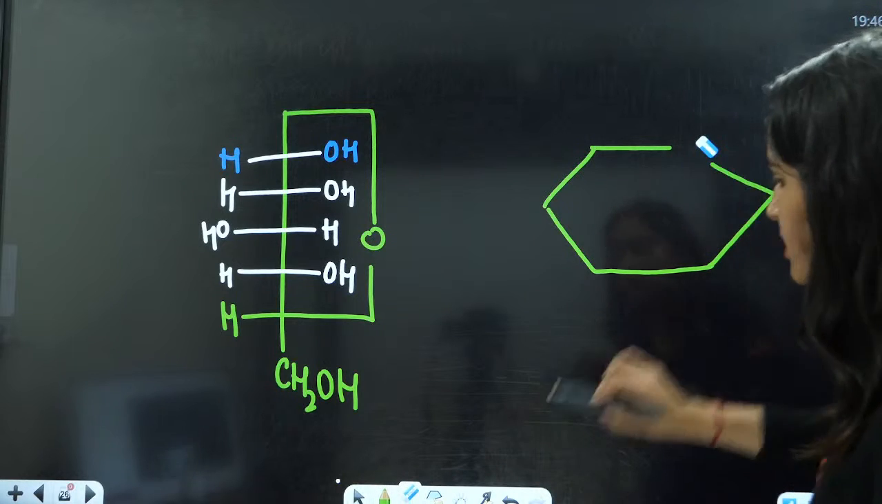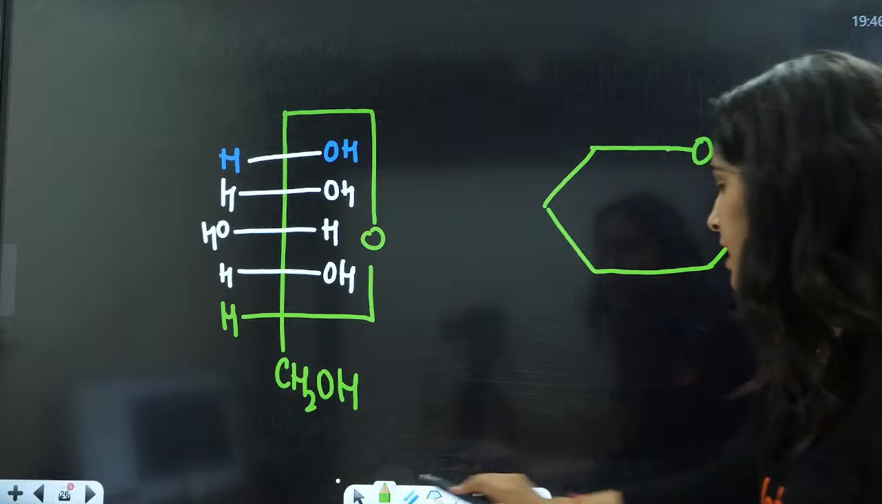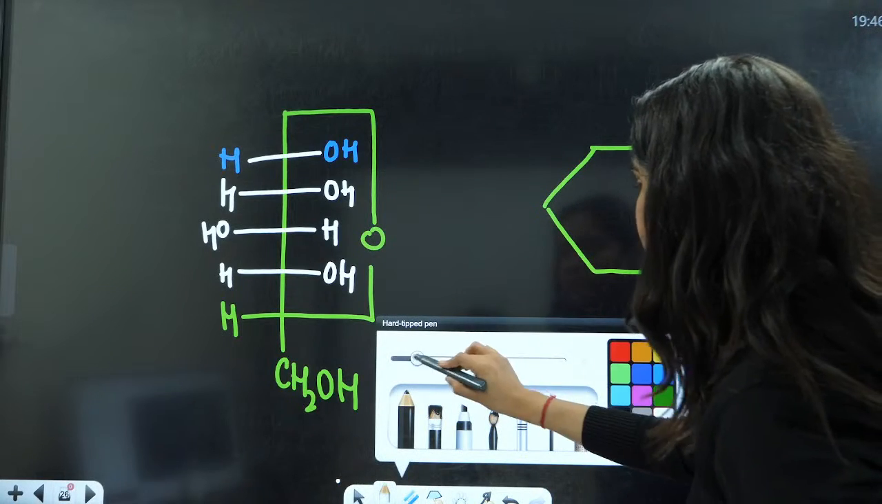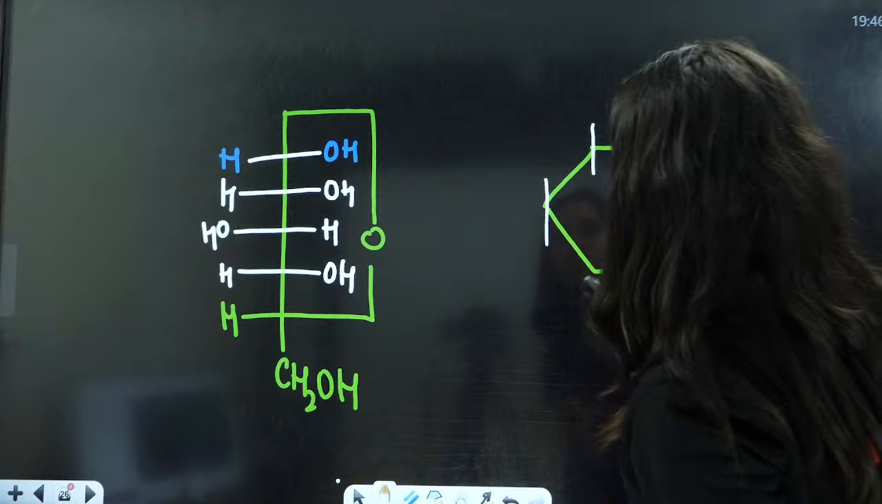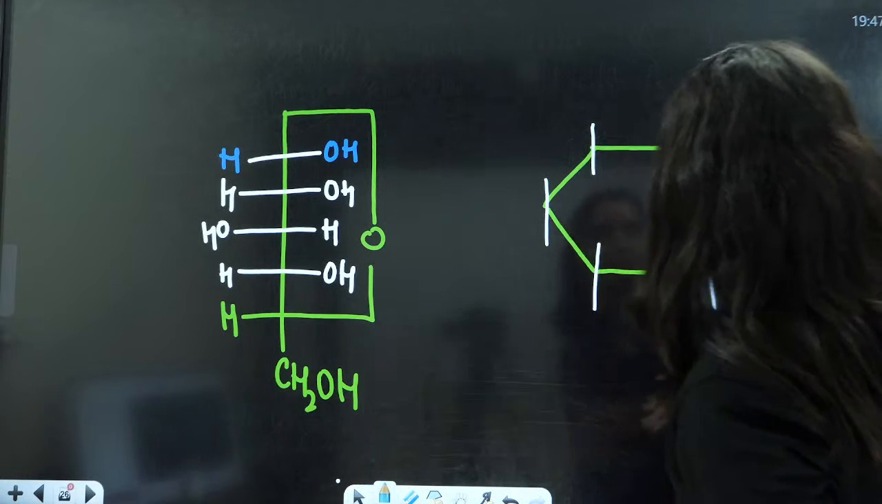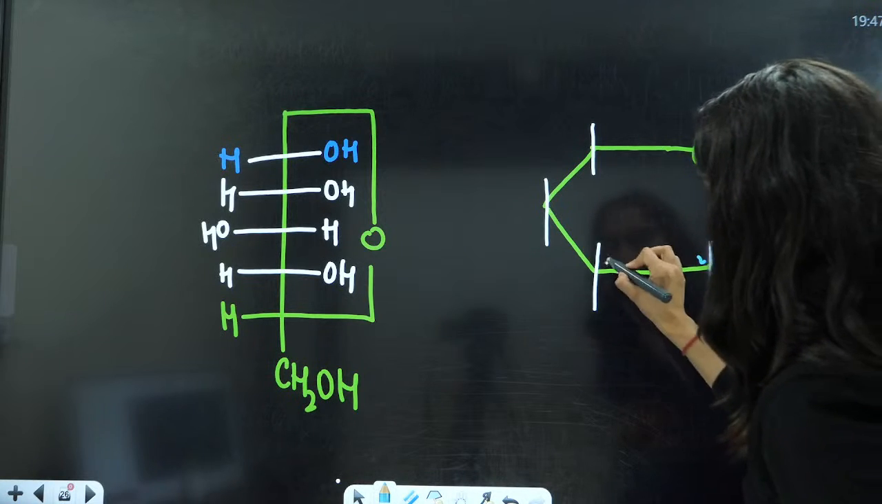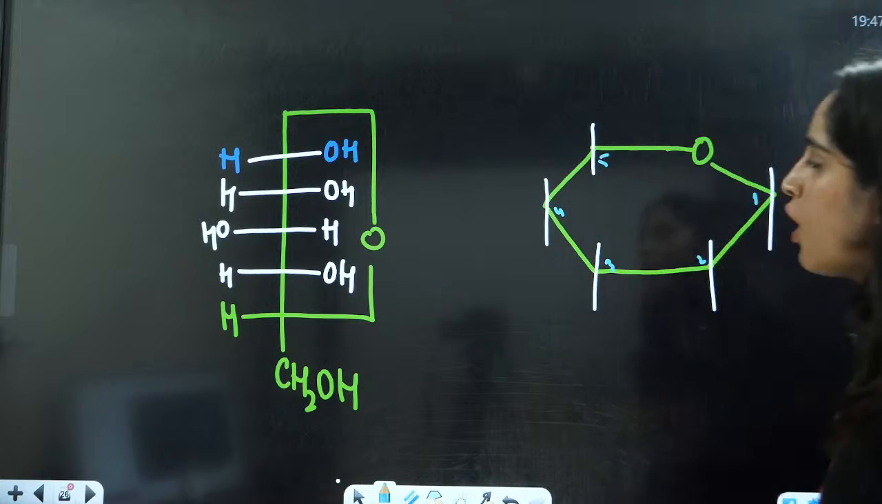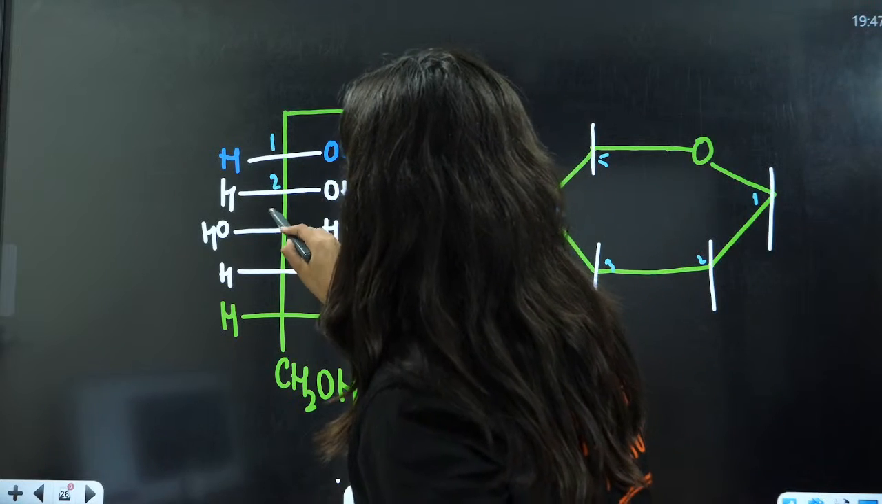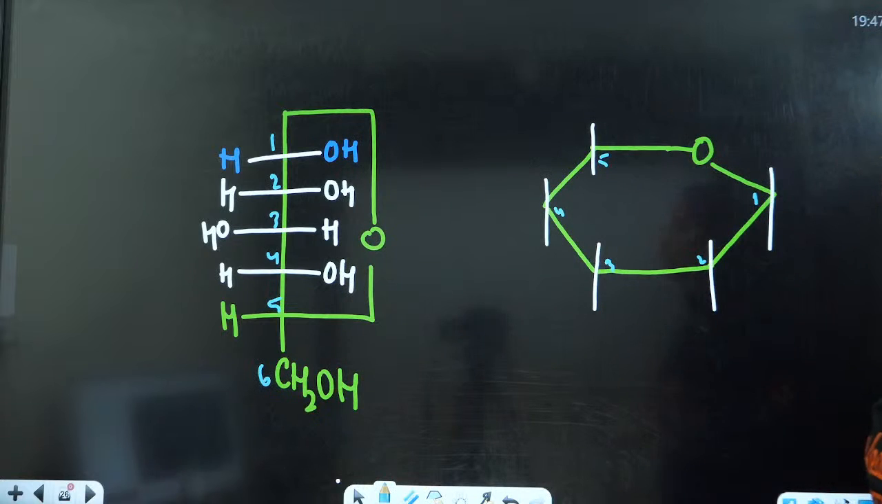At one point, just erase this carbon and draw the oxygen here. Then draw the vertical lines. 1, 2, 3, 4, 5. Okay, then number these lines here. This is going to be the 1, this is 1, this is 2, this is 3, this is 4, this is 5. Okay, number this one also. 1, 2, 3, 4, 5. Right, and this is going to be 6.